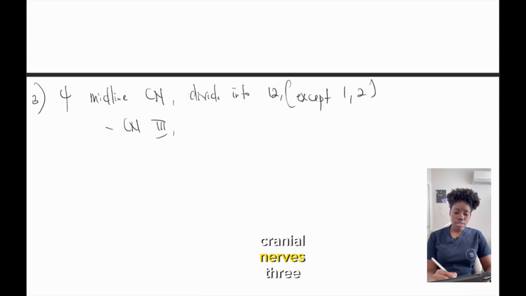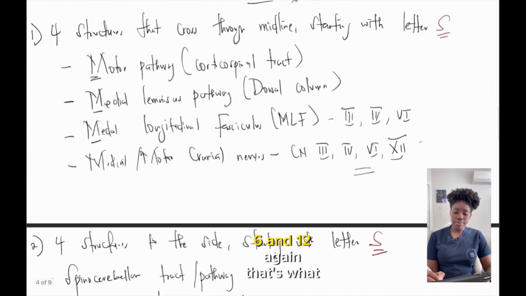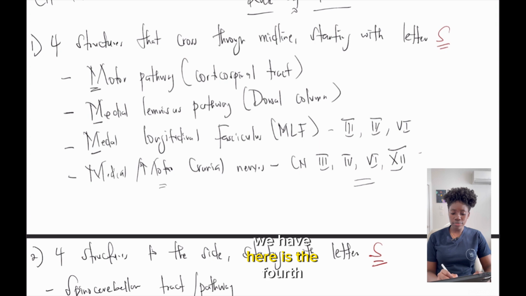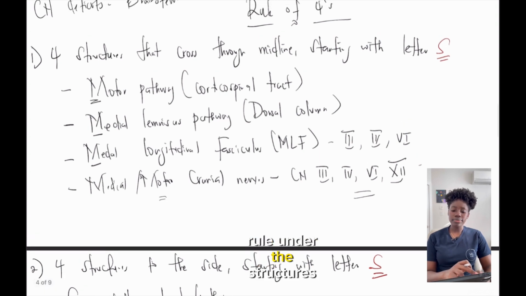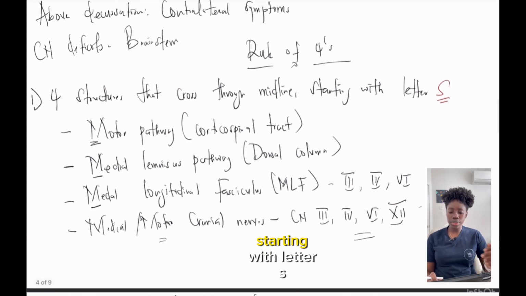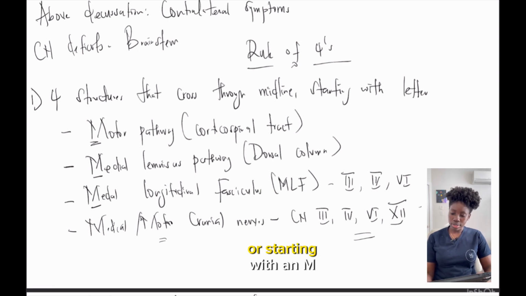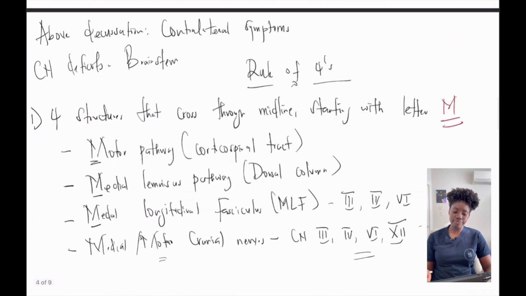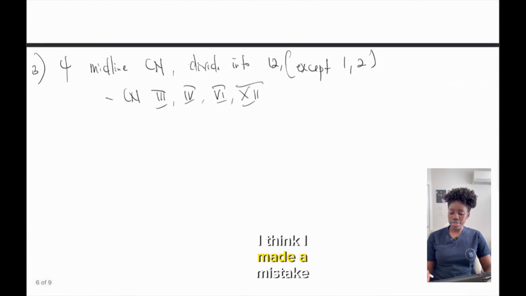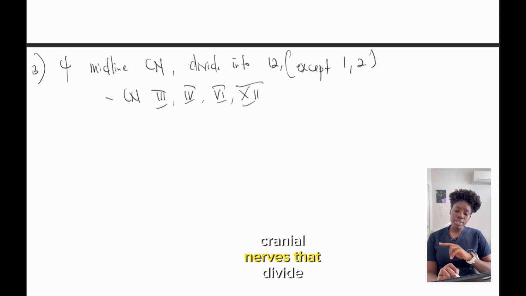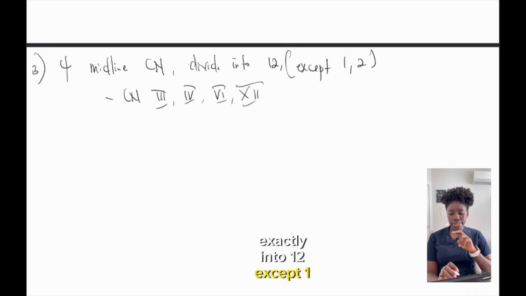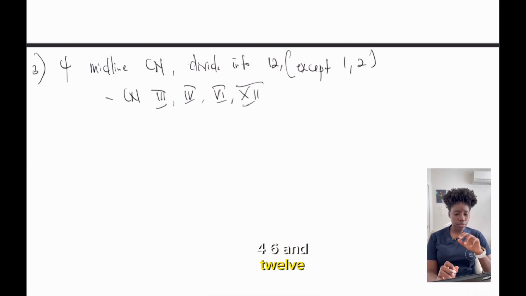That's cranial nerve 3, 4, 6, and 12. Again, that's what we have here. It's the 4th structure under the structures that go through the midline, starting with letter M. I think I made a mistake here, I said letter S, but it is starting with letter M. So this is rule 3. You have 4 midline cranial nerves that divide exactly into 12, except 1 and 2. That's cranial nerve 3, 4, 6, and 12.